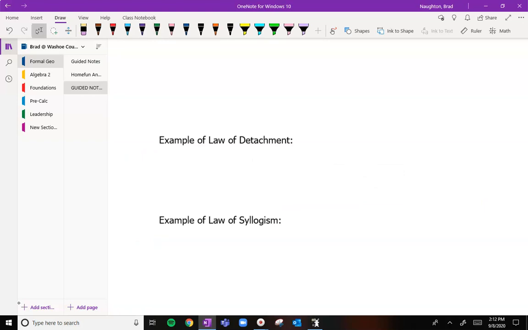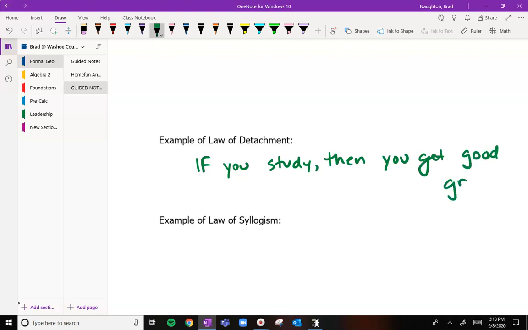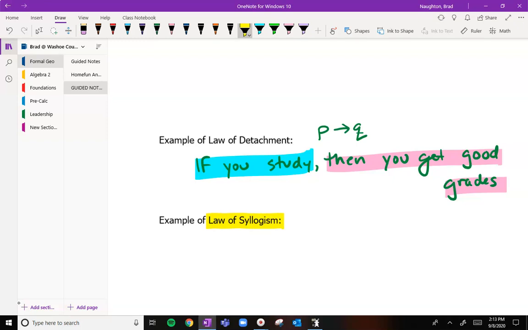So the best one is like, if you study, then you get good grades. So if you study, boom, that's the first part, then you get good grades. Okay? There's some sort of cause and effect. There's a P and then a Q. Cool? So detachment, first part implies second part. Syllogism is that train of logic. This is what you guys do a lot in your heads. This is where you string everything together and hope that the ends justify the means.